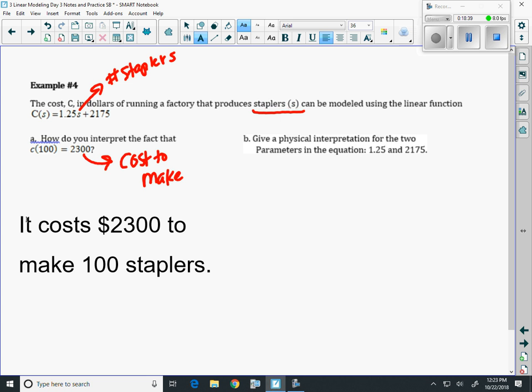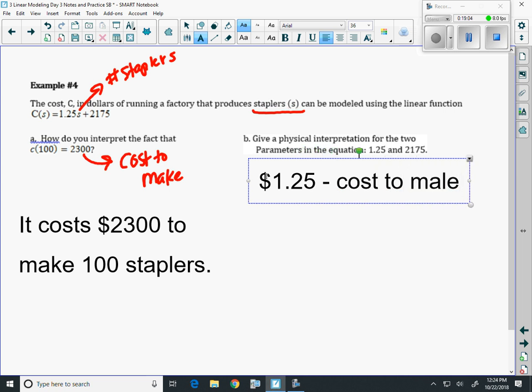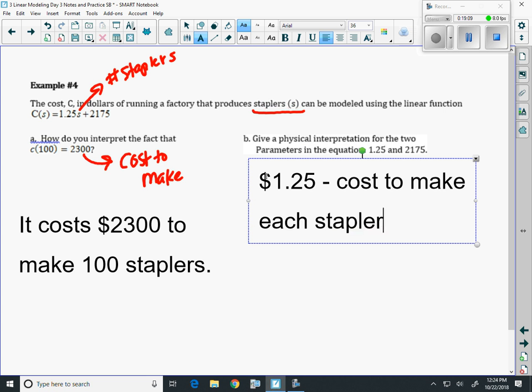You're multiplying that by the number of staplers. Cost per stapler. So we can probably guess that that is the materials. Would you guess that that's like the materials to make the stapler? Okay, so let's go ahead and I'm going to type that in. Okay, so that's the cost to make each stapler.